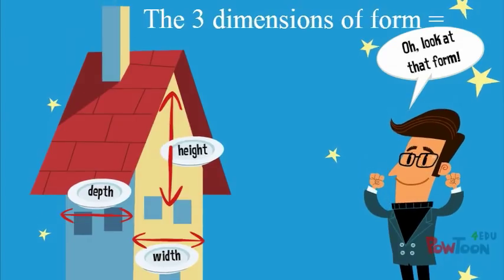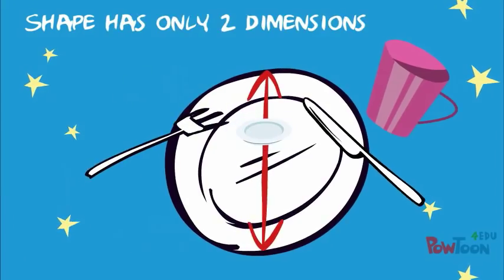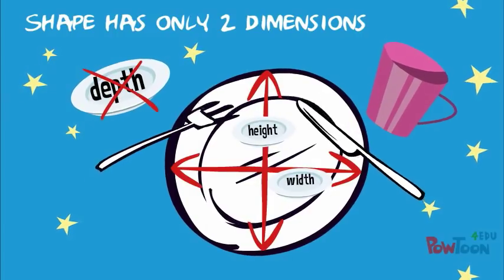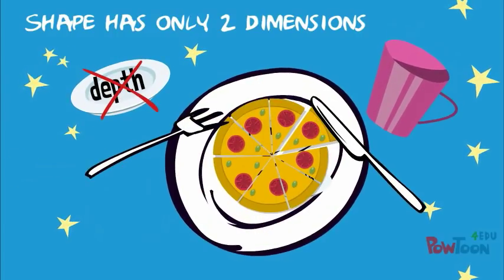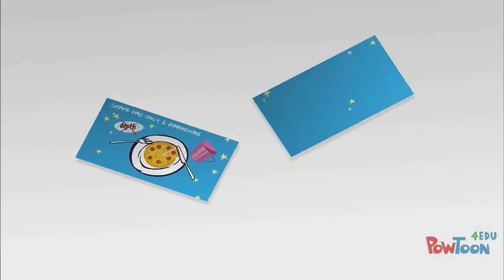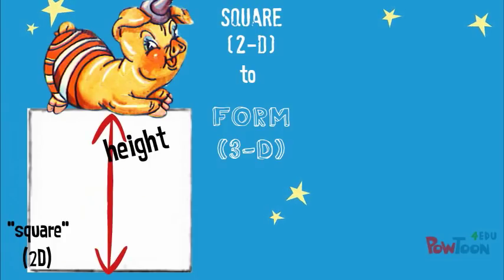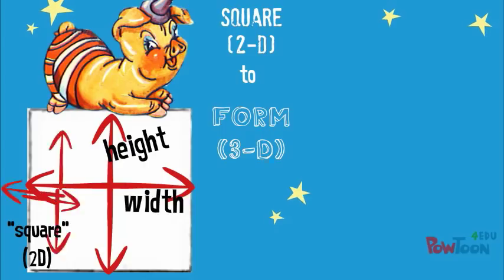The element of art, shape, has only 2 dimensions, height and width, and does not have depth, which means shapes are flat. You can see in this square that it has only 2 dimensions. This dimension is the height, and this dimension is the width.